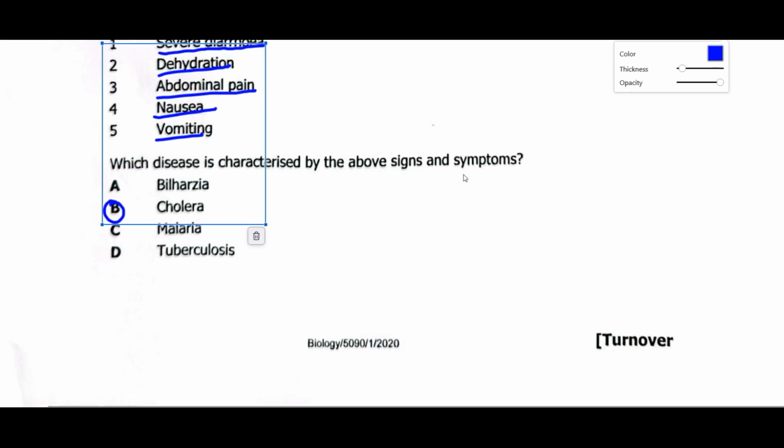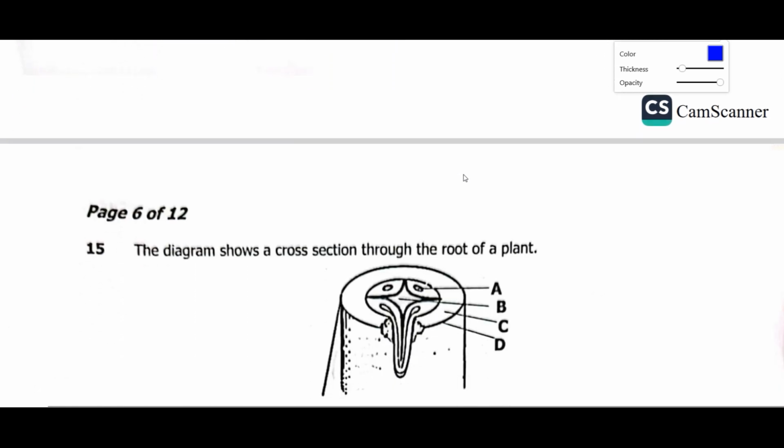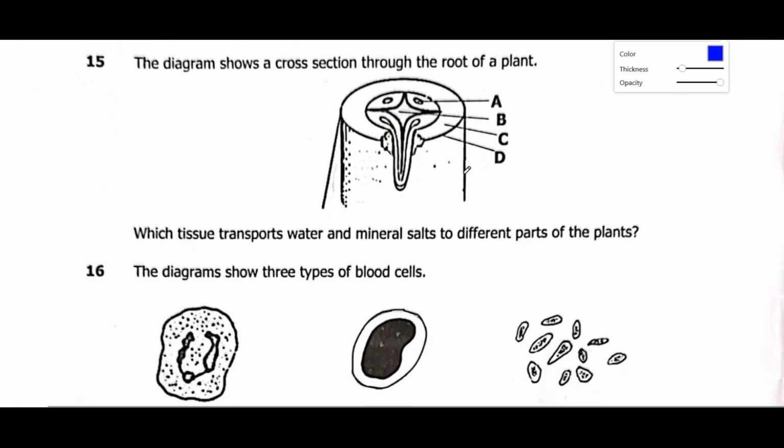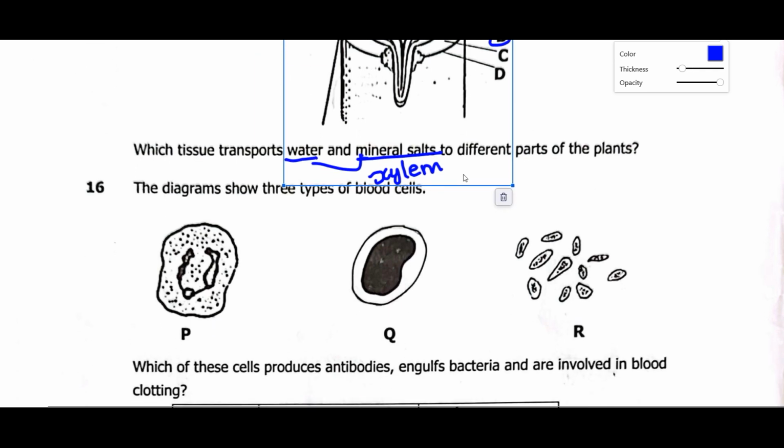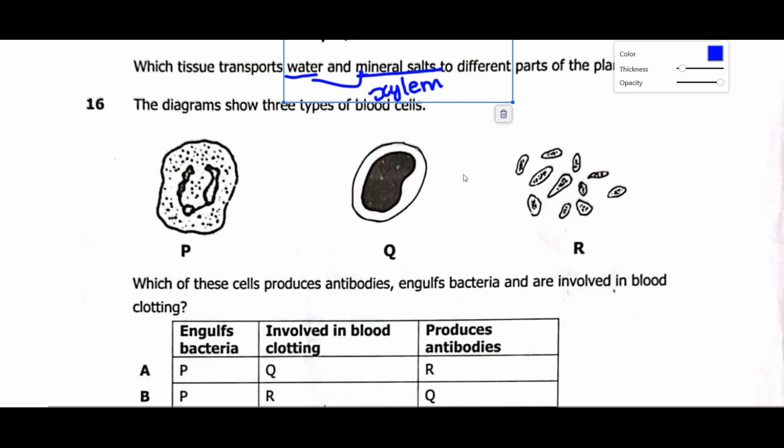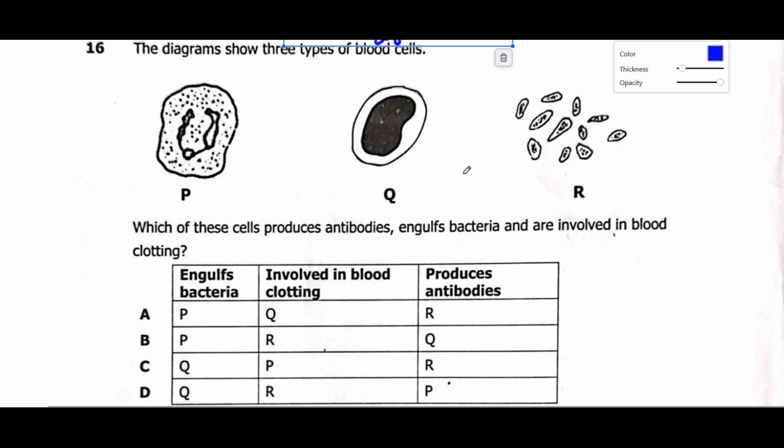Right, we move on to question 15. The diagram shows a cross section through the root of a plant. Which tissue transports water and mineral salts? So this must be xylem. From the given four letters, we need to choose the letter corresponding to xylem. So the answer is just B. Remember, xylem transports water and mineral salts from the soil up to the leaves for photosynthesis to occur.